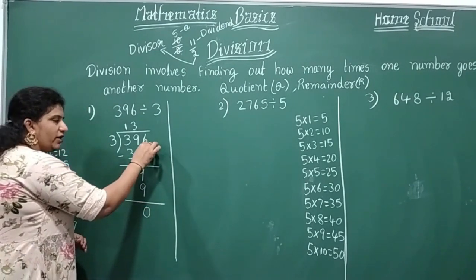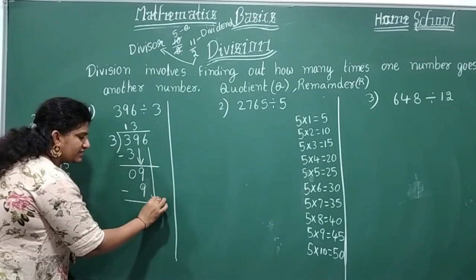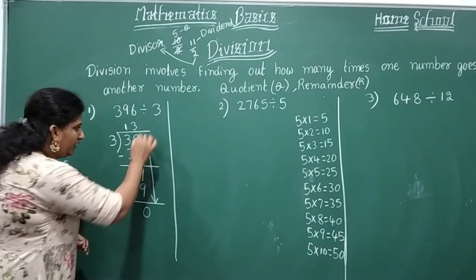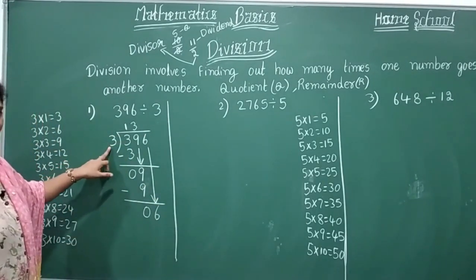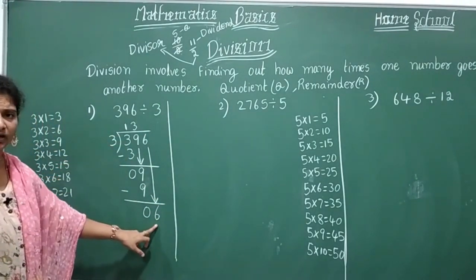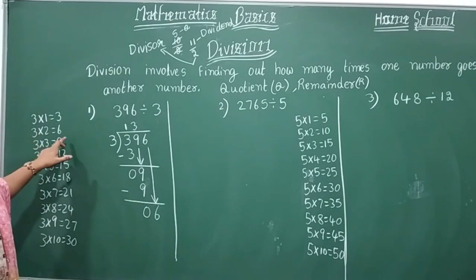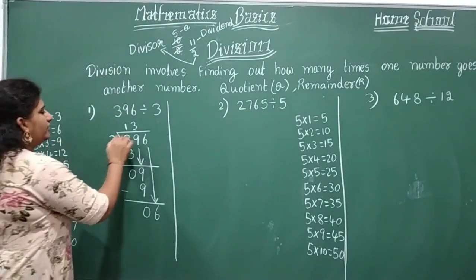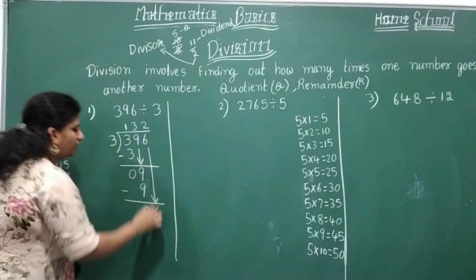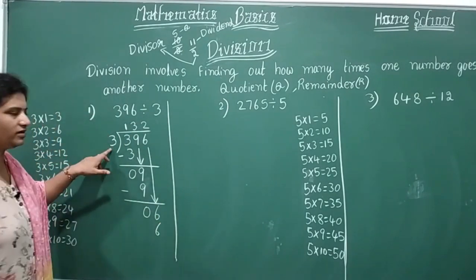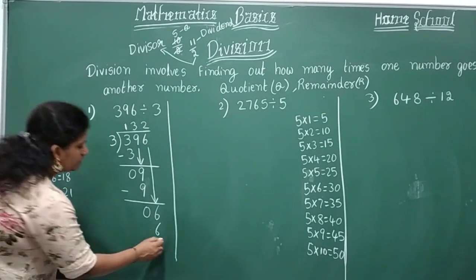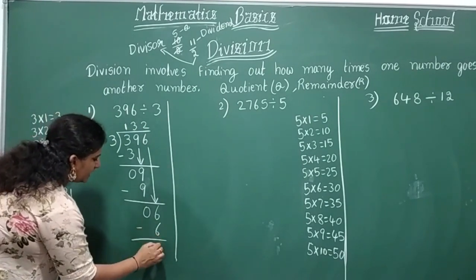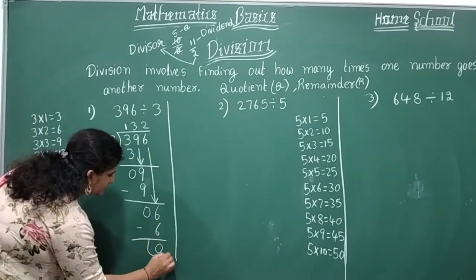So next step, what do I have to do? Drag the 6 down. Okay? Write the 6 here. Then again the 3 table. Where do you get 6 here? 3 2s are 6. Right? 3 2s are 6. Look here. 3 into 2 is equal to 6. So now 6 minus 6 will be 0.